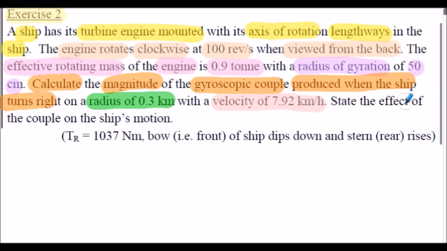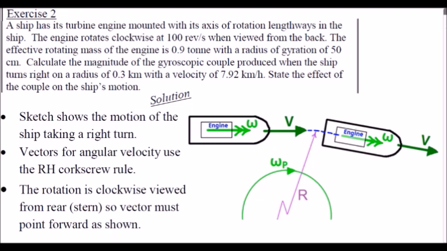We're asked to state the effect of this couple on the ship's motion. The answers are shown in the bracket here. I would encourage you to stop the presentation and attempt this question, but I'll show you the full worked solutions on the following slides. So here's exercise 2, solution.